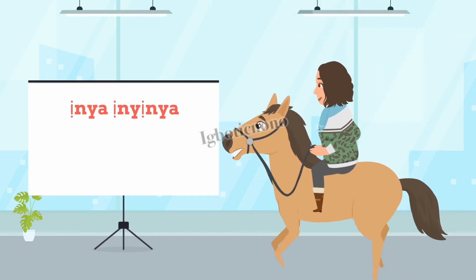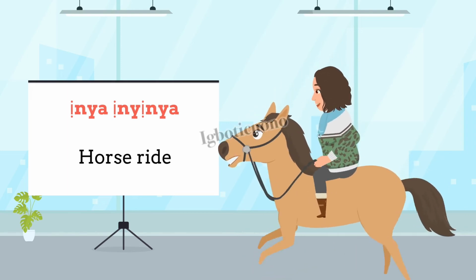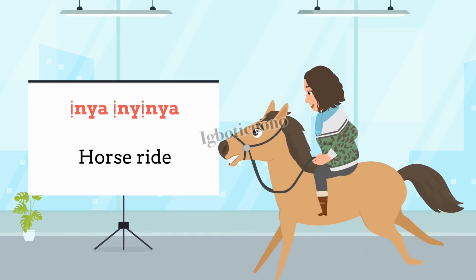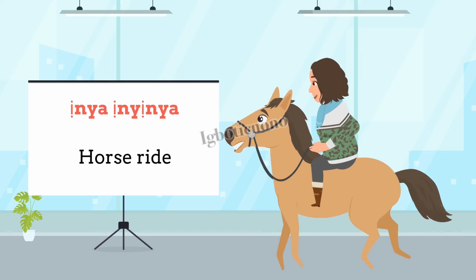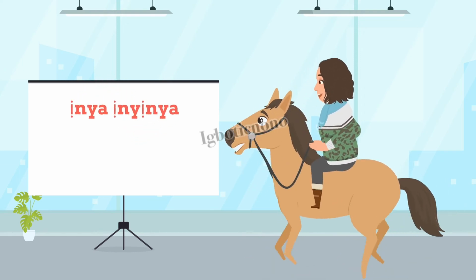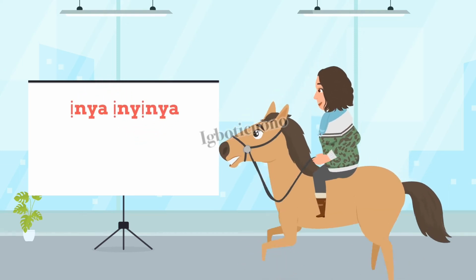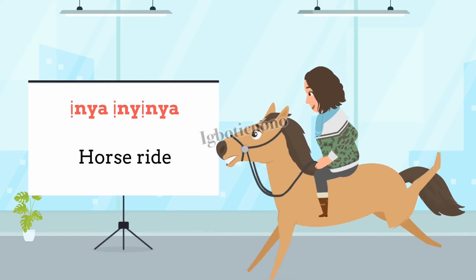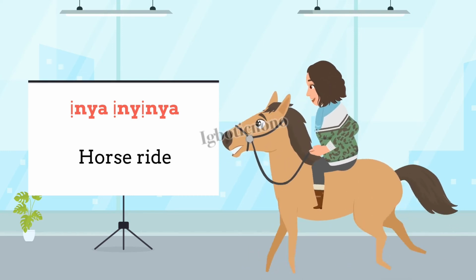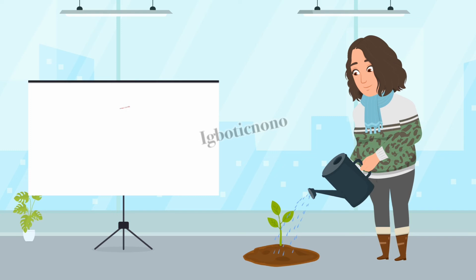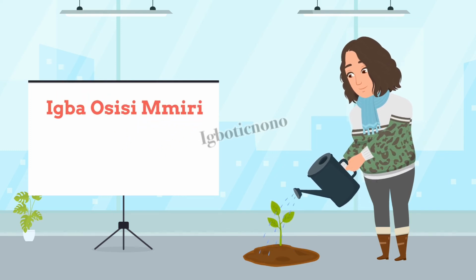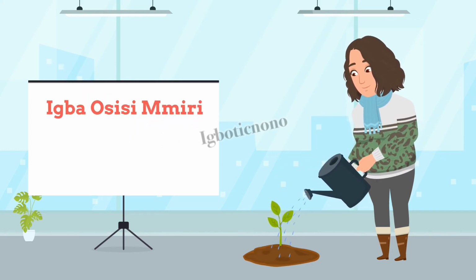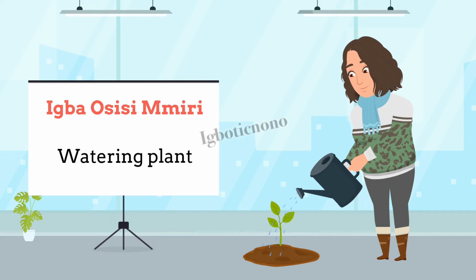Ịnyịnya. Very same word. Horse riding. Ịnyịnya is horse in Igbo language. To ride is ịnya, whether it's a car or anything. So ịnyịnya.